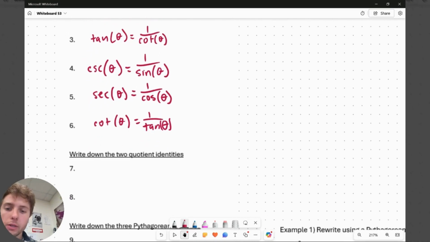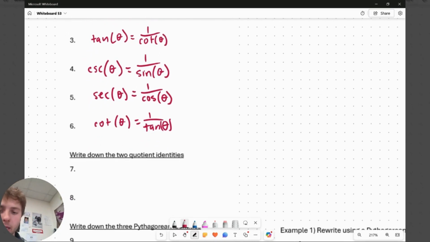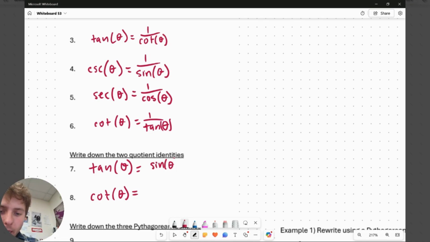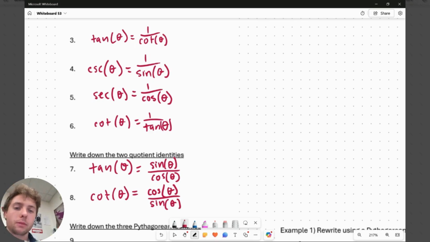Some of the other stuff we know is the quotient identities. That means quotient, I think division. I know tangent and cotangent both have division in order to find their values. For example, I know tangent is y over x, but remember the y value is just the sine value and the cosine value is the x value. There we go, we have a quotient for tangent. Same thing with cotangent, but it's the reciprocal, meaning the sine and cosine just flip in the fraction.